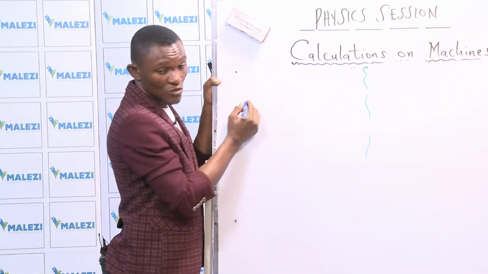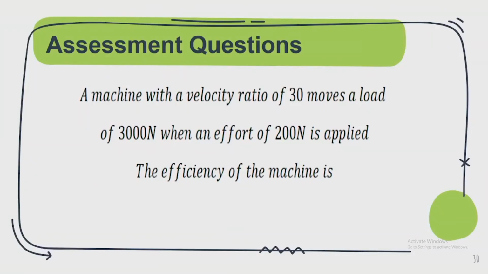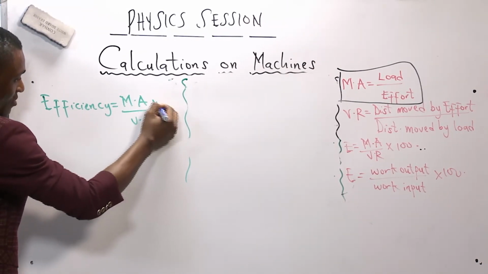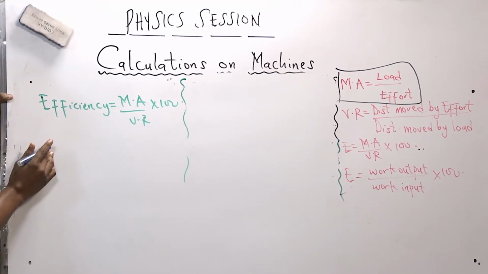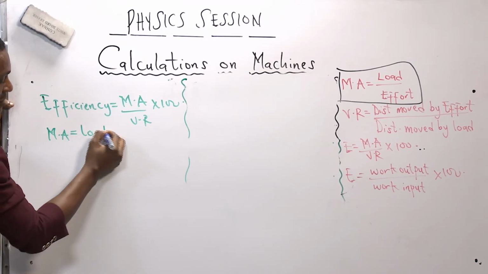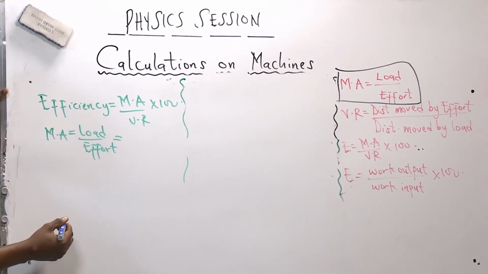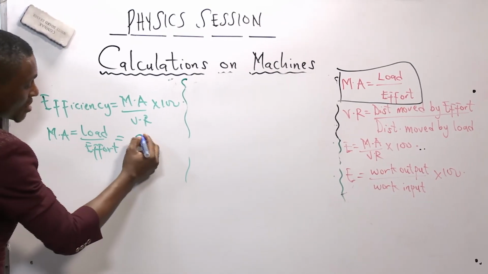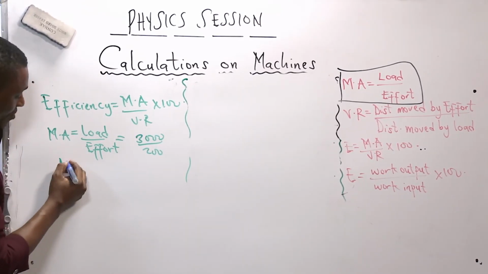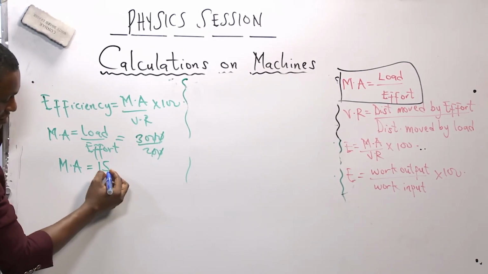So we were told to calculate the efficiency of the machine. So efficiency is equal to MA over VR times 100, right? And our MA is equal to what? Load over effort. The load was given as 3,000 Newton, and an effort of 200 was applied. So if we do that, we are going to get our MA to be 15. Yeah, to be 15.